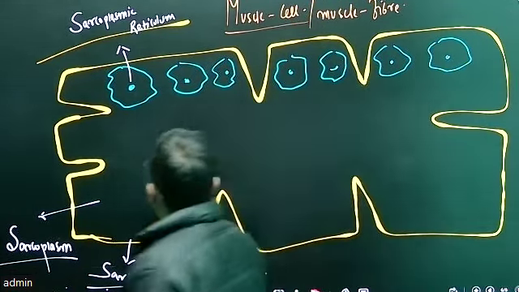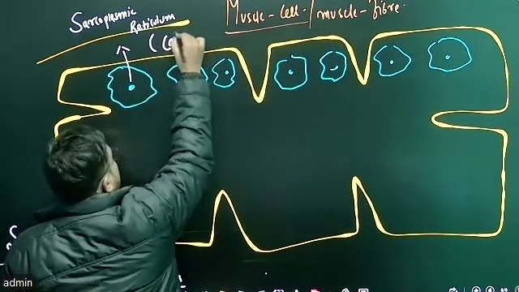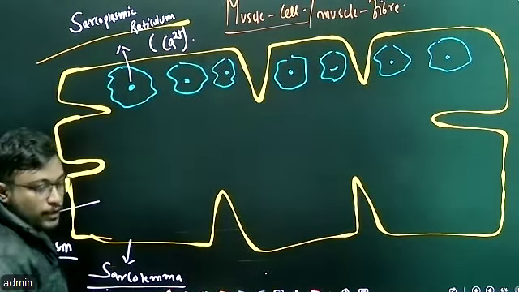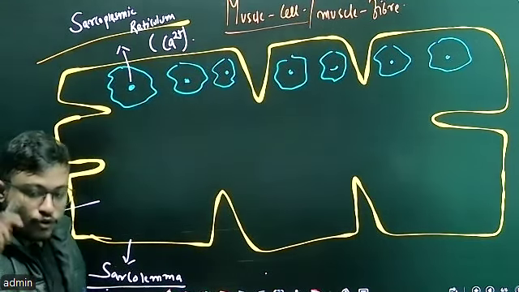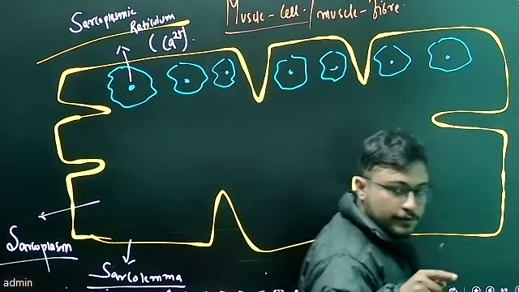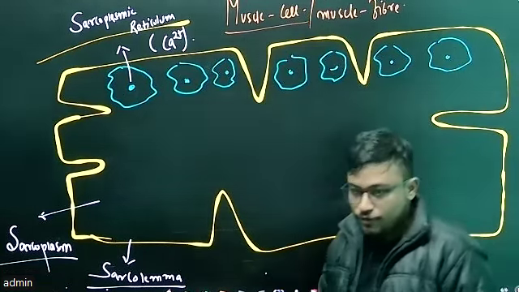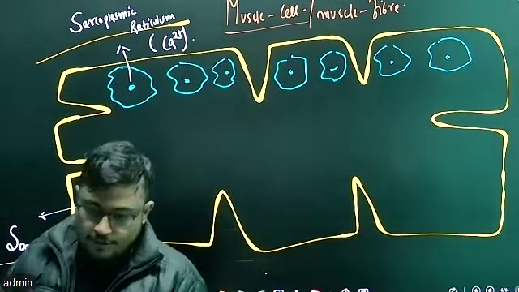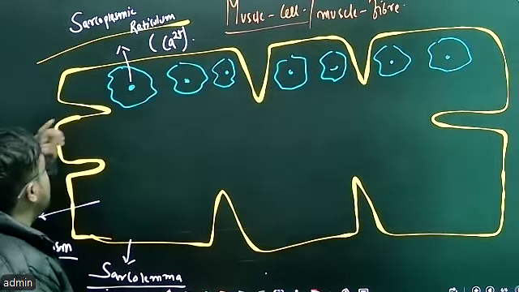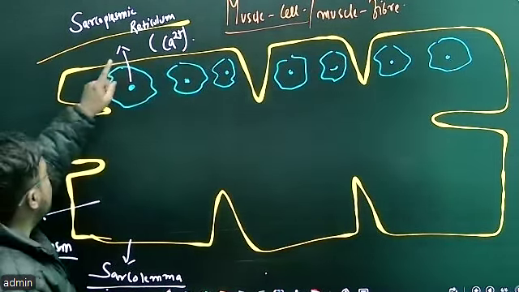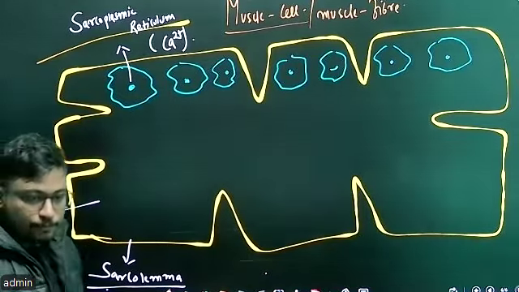Now, why is the name sarcoplasmic reticulum? Because it stores calcium. We all know that whenever a muscle contracts, calcium is released. Because of the release of calcium, there is muscle contraction. And what stores the calcium? Sarcoplasmic reticulum.